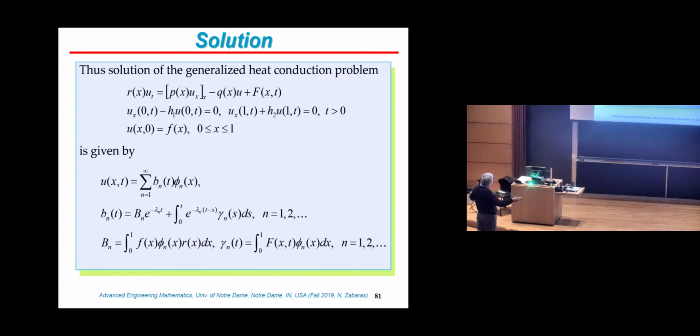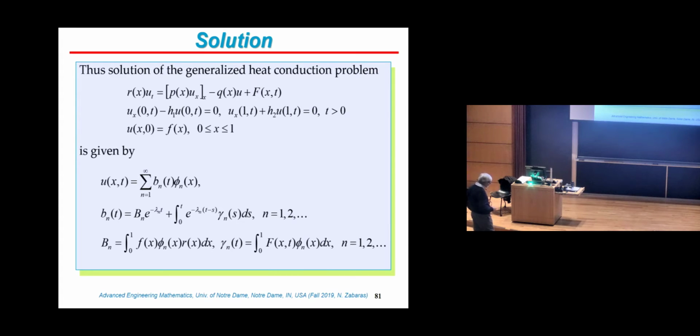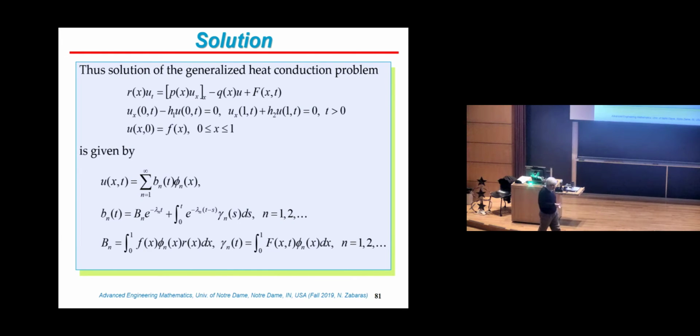So let me just write the solution. U of x and t equals the summation of Bn of t times Pn. The Bn is given by this wonderful formula. The capital Bn is given by this. This gamma is given by this formula. We have everything. We're done. So we took a very complicated transient heat conduction problem with conductivity and specific heats, everything, and the sources being functions of x. And even with that complexity, we have an analytical solution. Not bad, right?